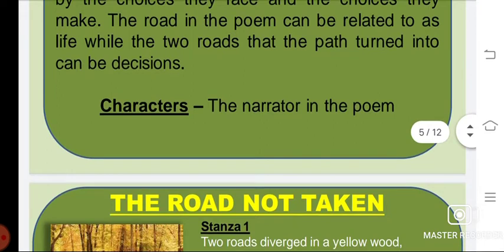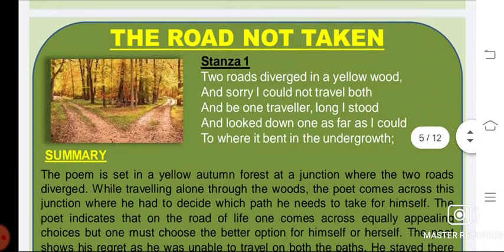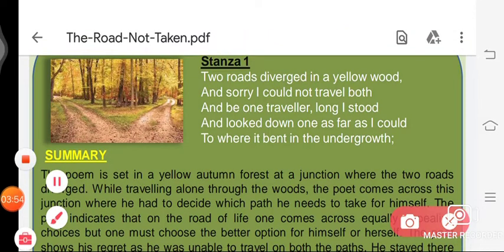Character: the narrator of the poem. So the first stanza we read: Two roads diverged in a yellow wood, and sorry I could not travel both, and be one traveler, long I stood, and looked down one as far as I could to where it bent in the undergrowth. Yellow wood means the forest of autumn season, when the leaves have withered and turned yellow, and wood means forest.